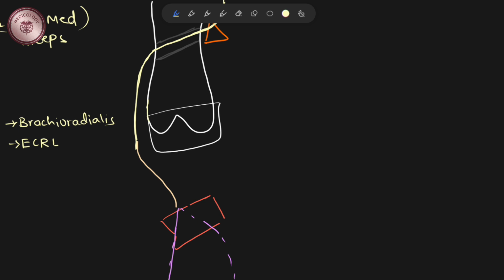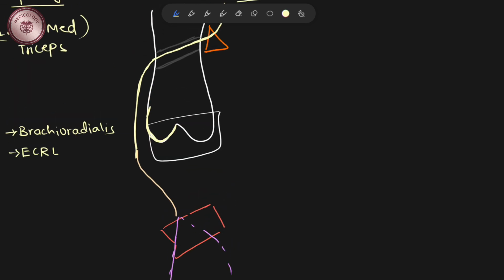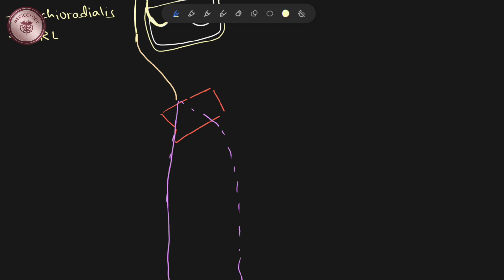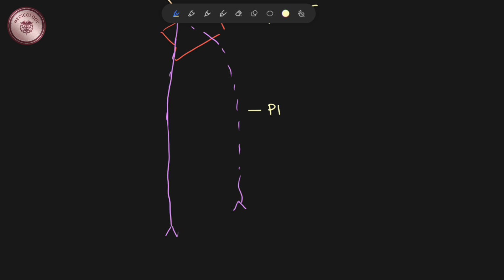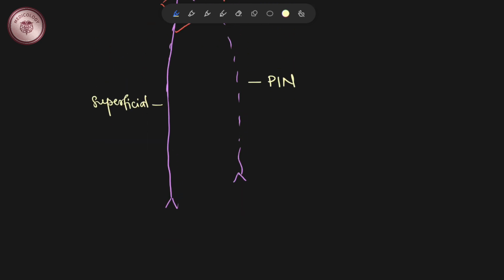Now we have over here the lateral epicondyle. After that, it enters the forearm. It enters the cubital space, this one, and then it comes to the forearm. In the forearm, it will supply one muscle, the supinator muscle. In the supinator muscle, it will divide into two: first, the posterior interosseous nerve, and second, the superficial branch. Now, the superficial branch will come all over the hand.